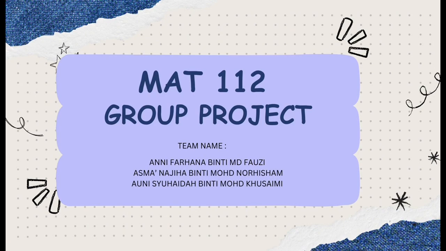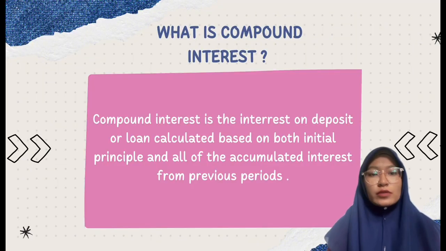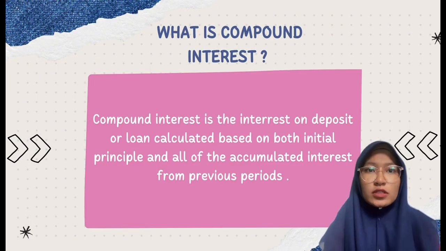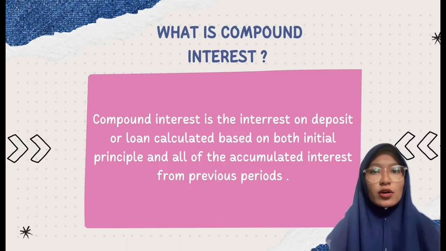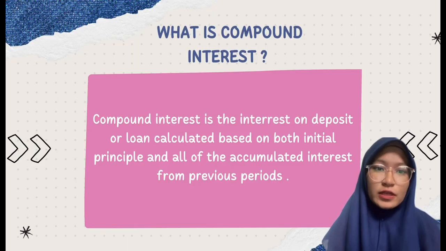Today, we will be presenting about compound interest and annuities, which is topic 3 and topic 4 in business mathematics. What is compound interest? Compound interest is the interest on a deposit or loan calculated based on both the initial principal and all the accumulated interest from previous periods.